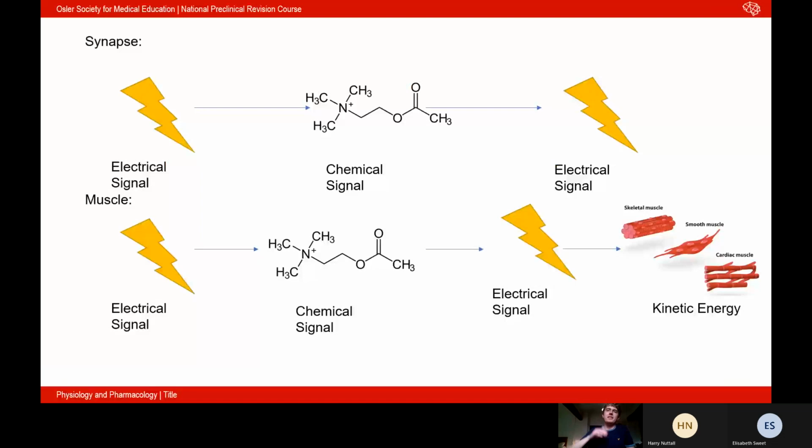And so in thinking about the neuromuscular junction, we're going to be thinking about this step from the electrical signal to the chemical signal to the electrical signal. And then when we get onto the muscle, we'll be looking at how the electrical signal that's created at the neuromuscular junction is converted into kinetic energy.